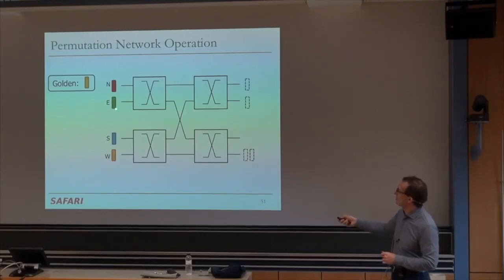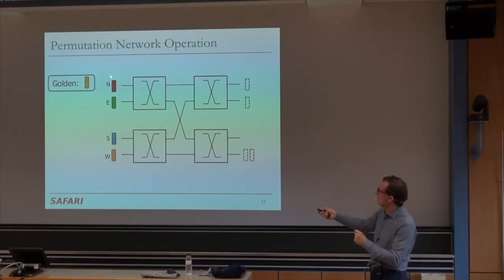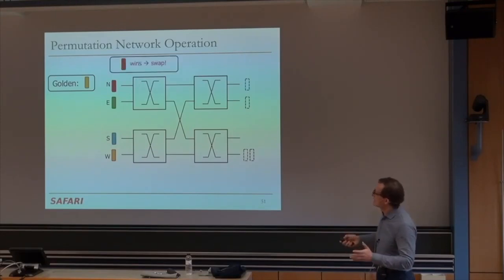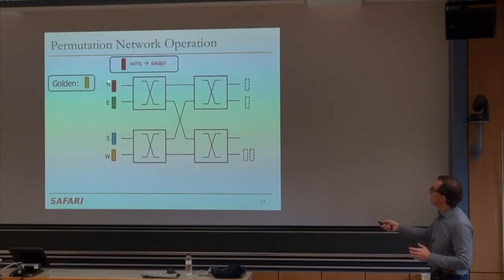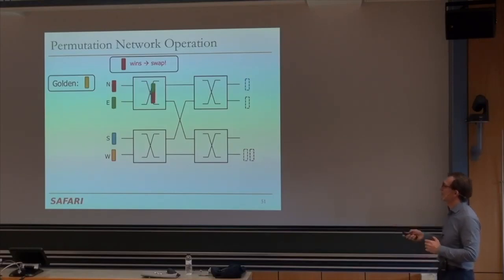There's no golden flit over here. As a result, this one picks one of the input flits randomly to be the winning flit. Let's assume that the red one wins. The red one's destination is over here, and this 2x2 router knows that it needs to route this to this output port. So it basically does a swapping decision.